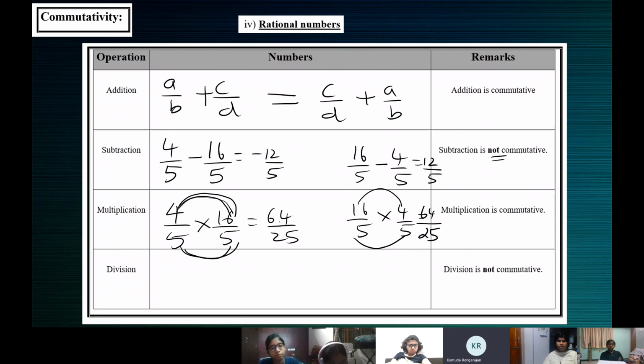Rational numbers meaning integer by integer. When you take two rational numbers and multiply them in any order, first number multiplied by the second number or the second number multiplied by the first number, the answer is the same in both the cases. So rational numbers are commutative under multiplication.